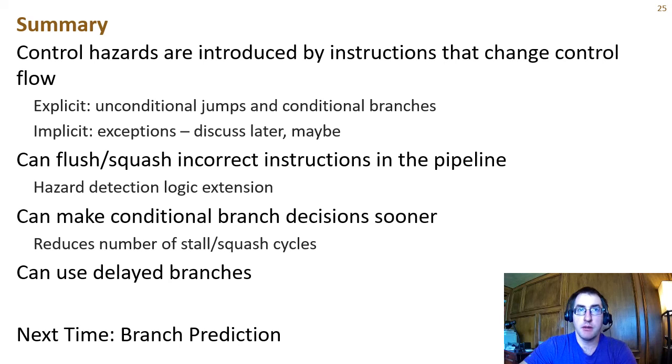Next time we'll talk about branch prediction, which is the predominant approach used in modern hardware to deal with control hazards caused by branch and jump structures.